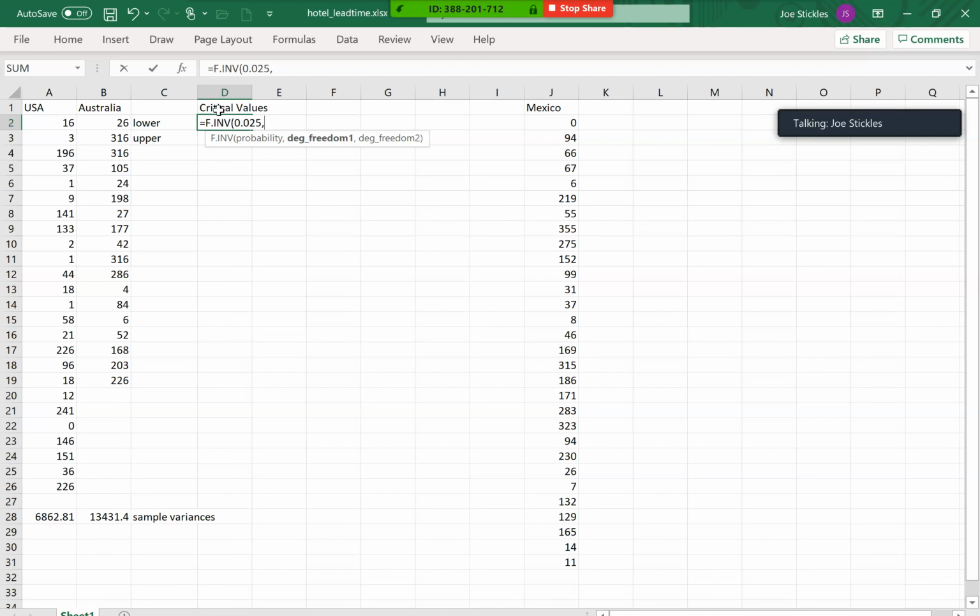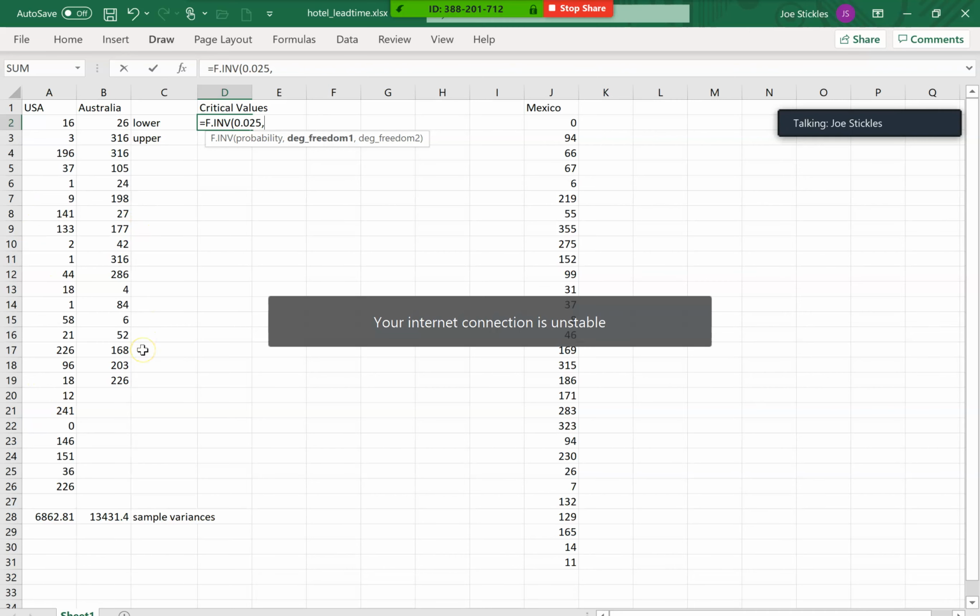Degrees of freedom 1 is going to be the degrees of freedom in your numerator. Since we're doing a two-tailed test, it really doesn't matter which one we put on top and which one we put on bottom. So I'm just going to do the USA on top and Australia on bottom. I could do it the other way around. The only thing that matters is that you keep track of which is your numerator degrees of freedom and which is your denominator degrees of freedom. So if I use the degrees of freedom for USA as degrees of freedom 1, I need to make sure when I do my test statistic that I take the variance for USA and divide it by the variance for Australia.